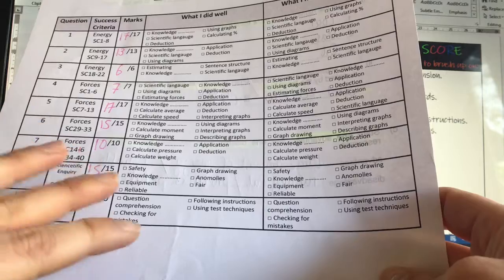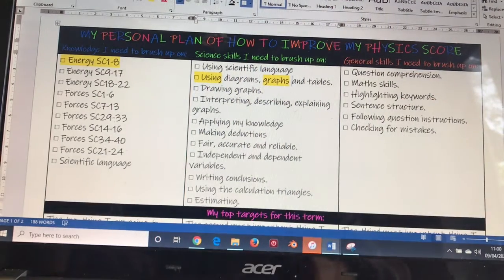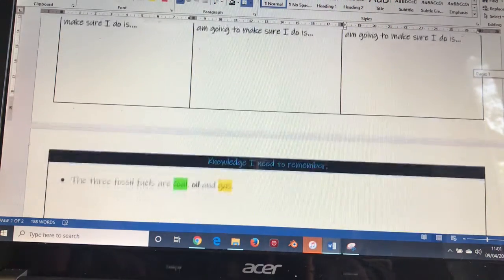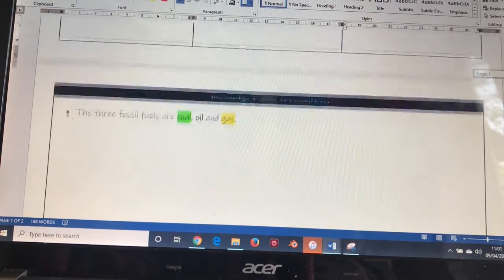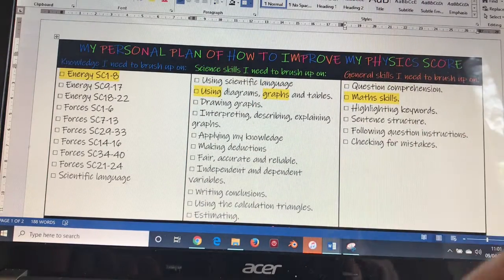If any of those things came up for you, then you need to tick them or highlight them on here. Let's say that you couldn't work out the percentage, which you had to work out in question 1. You would highlight math skills because it's a math skill rather than a science skill. And again, on that column, you don't have to do anything else down here because this is all just for knowledge. So it's really just making us aware of what skills we need to work on.